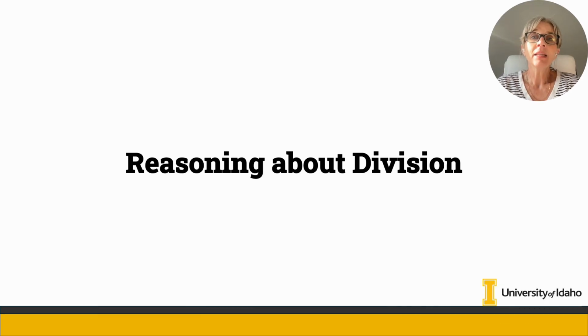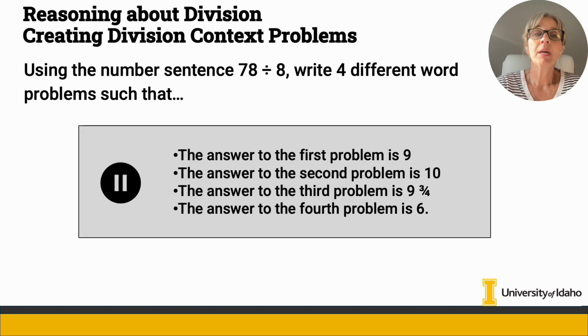Now that we've discussed some efficient computation methods, let's consider two kinds of activities that press students to reason about division. In this problem, think about how the context in word problems changes the way we use numbers. Pause here and think for a moment: what would be a word problem associated with the number sentence 78 divided by 8, where the answer is 9? Just do that first one and then press play to continue.